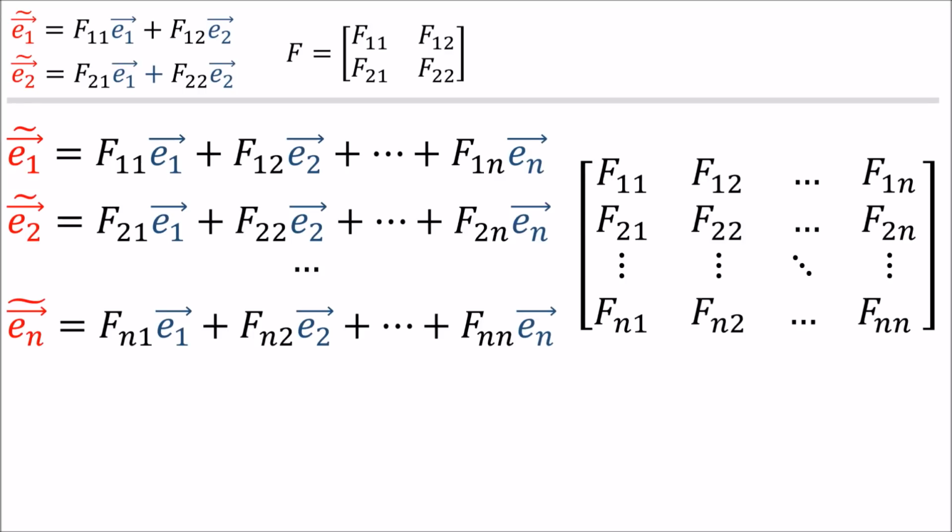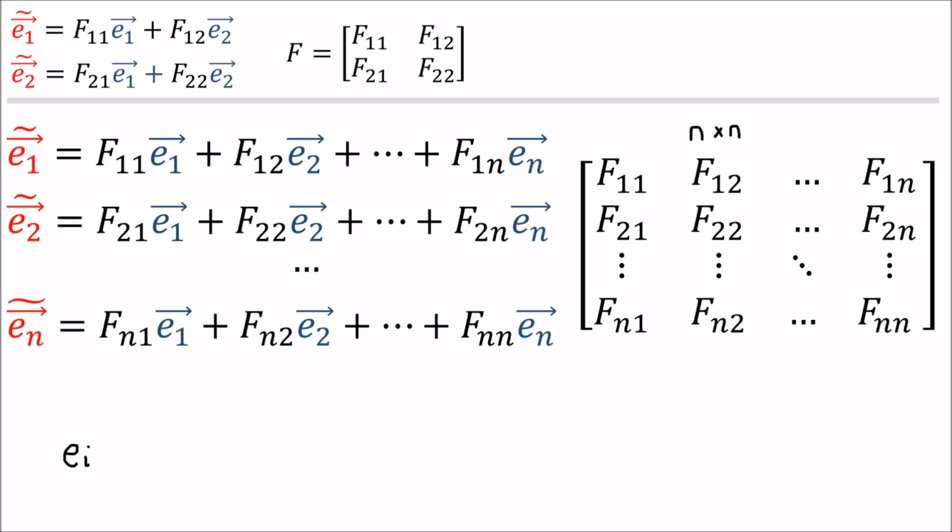And again, we can write all these coefficients in a matrix. This time it would be an n by n matrix instead of a 2 by 2 matrix. And so that's our matrix F. Now writing out all these equations is kind of annoying, so let's see if we can find a better way to write this.